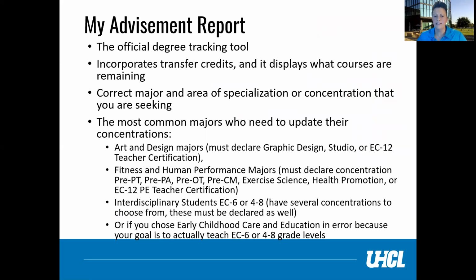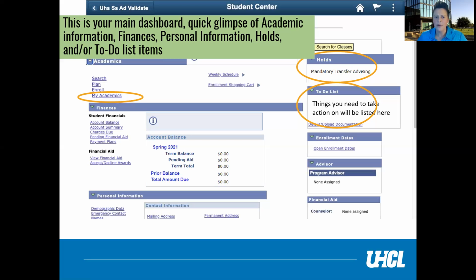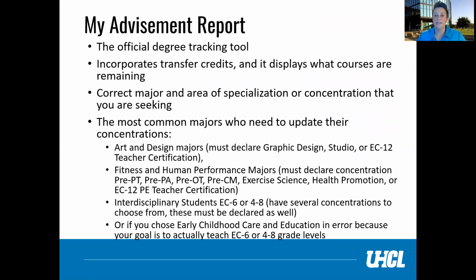All right, so in this example, we're going to be using the My Advisement report. So let me go back to this. Right here on the left of the screen, you see the hyperlink on the left under academics. It says My Academics. I want you to click that link. And when you click that, it's going to take you to your My Academics section.